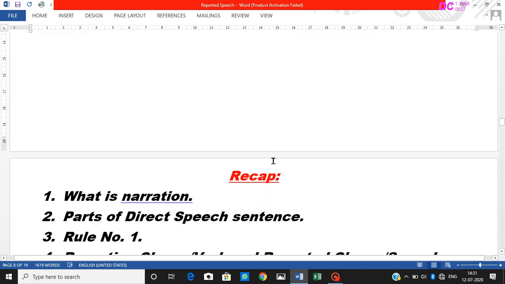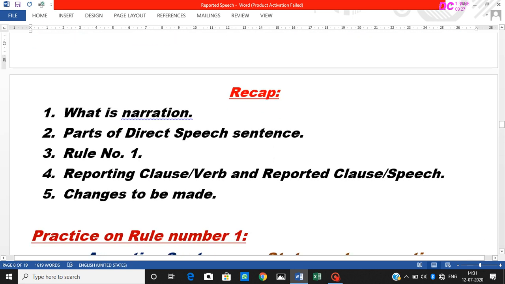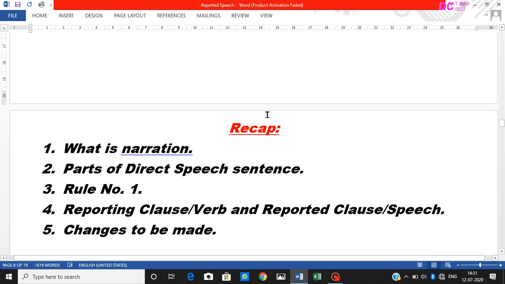So let us have a recap of what we have done so far. Point number one: what is narration? I told you in detail what narration is, and what direct and indirect speech are. The second point I explained is the parts of a direct speech sentence. You must now know fully well that a direct speech sentence has some parts. Another point was rule number one, which I may remind you of once again.